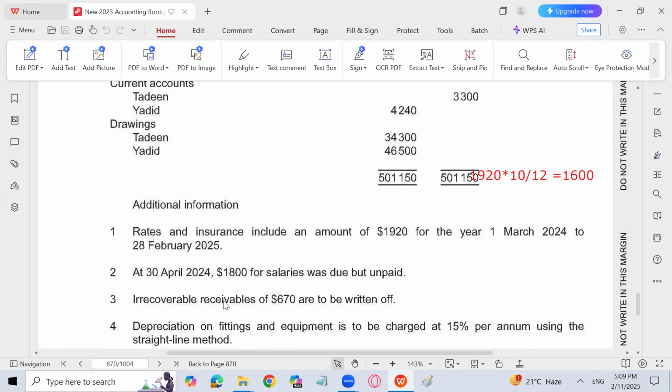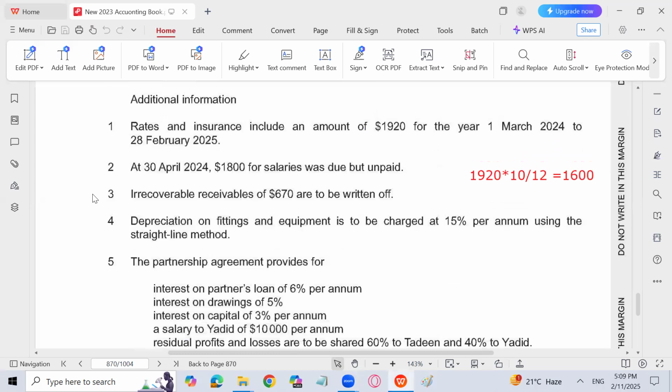Okay, so we'll do that. At 30th April, 1800 for salaries was due but unpaid. So 1800 of the expenses had not been paid, so we will add 1800 to the expenses. Irrecoverable receivables, these are the debts. Irrecoverable debts, 670 are to be written off, meaning that they are not yet written off. It needs to be subtracted from receivables, and it is an expense also. Depreciation on fitting and equipment is to be charged at 15% using the straight line method.